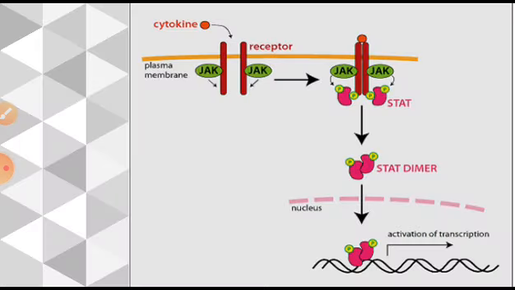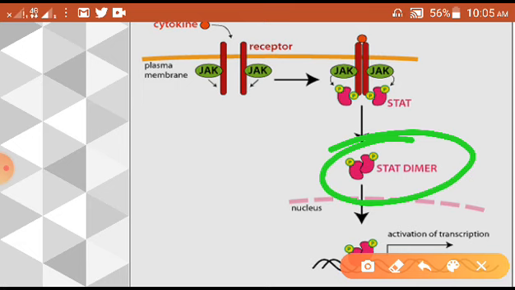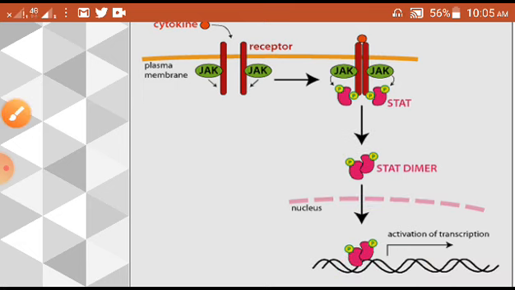Another diagram can make it more clear. Cytokine binds, JAK is activated, JAK has attracted the STAT. Now the STAT becomes dimerized, and this dimerized STAT enters into the nucleus and acts on the responsive element of the DNA, and there it changes the gene transcription, and then it changes the protein synthesis. Okay.